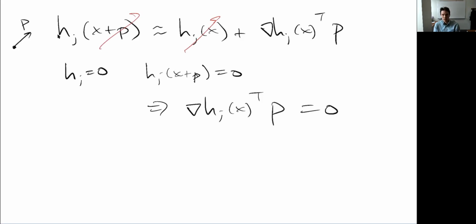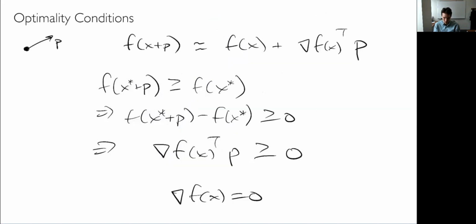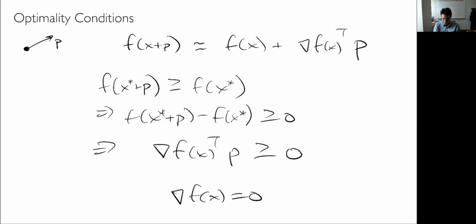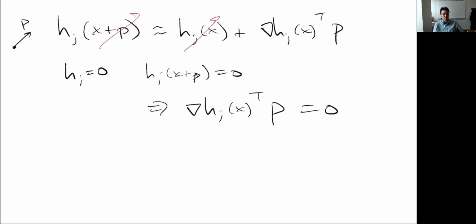Okay, so this says that a feasible direction is one that's perpendicular to all of my equality constraints. And that's kind of like what we saw here, right? Here's my equality constraint, and a direction that was feasible was perpendicular to that. So the equality constraint always points out from that circle. It's always pointing away from that circle, so I can always move perpendicular to that. In other words, I can always move in this circle. So that's what this is telling us.